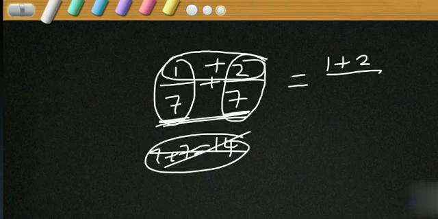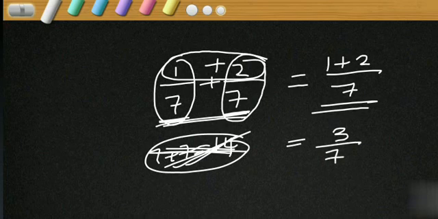Yes, 7 plus 7 is equal to 14. This cannot be done. Instead of this, what shall be done? Yes, we have to write the denominator as it is. So, the answer will be what? 1 plus 2, 3. 3 by 7 is the final answer. Isn't it? Similarly, how can we subtract two like fractions?